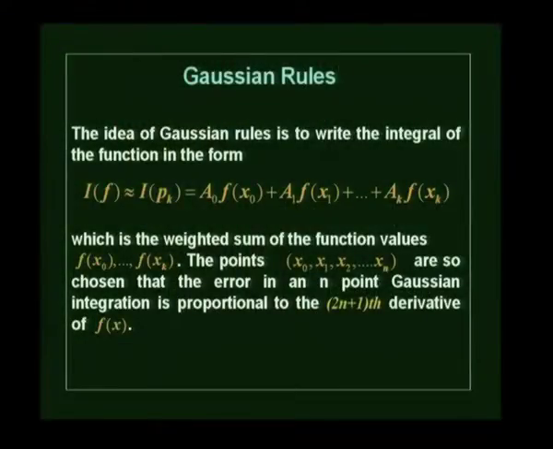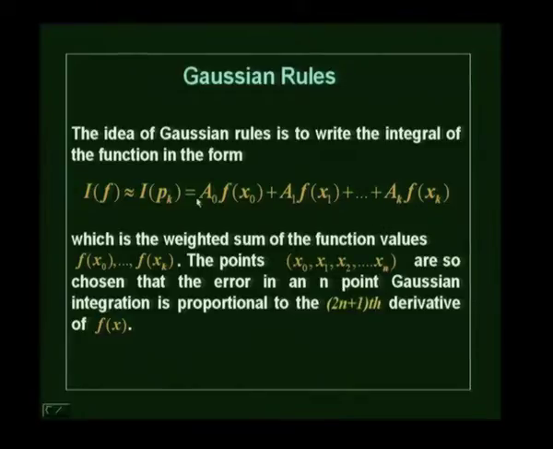In the Gaussian rules, we would write the integral of the function, which we have been calling I of f, as I of pk, where pk is the polynomial of order k, and we would write that as before. We have seen this in the Simpson's rule and midpoint rule, etc. That we would write that as a sum of a series of terms of this form: function value evaluated at x0, function value evaluated at x1, and function value evaluated at xk, etc.